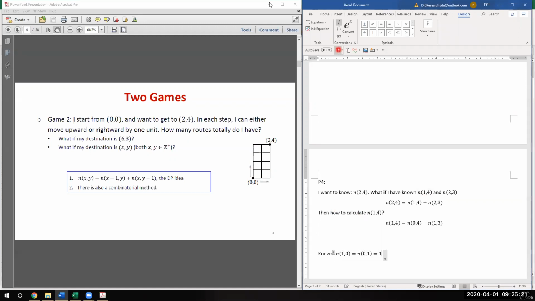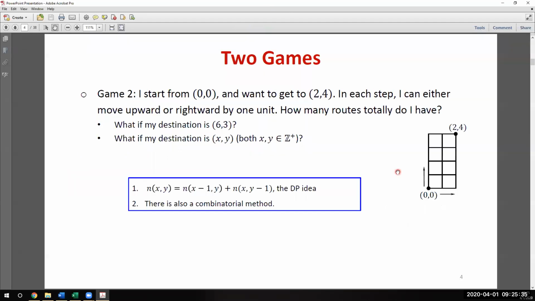Equal to what? Equal to 1. You have only one method. Means directly go from here to here, and you get N01. Or go from here to here, and then you get to N10, right? So in this case, I'm gonna do what? Again, the same idea, okay?